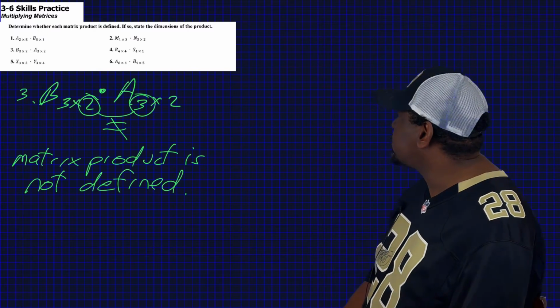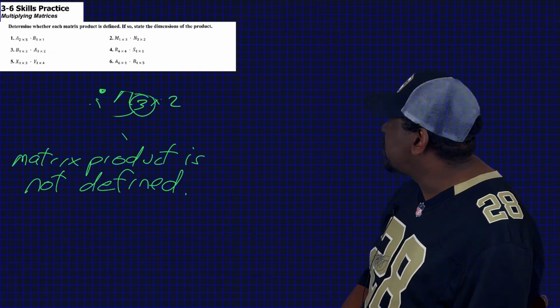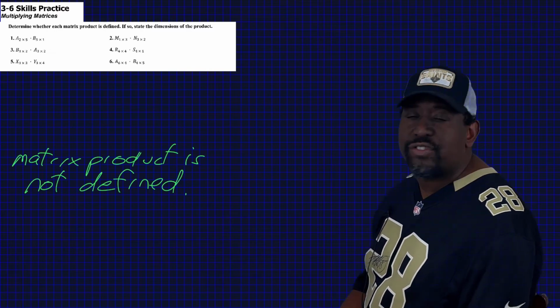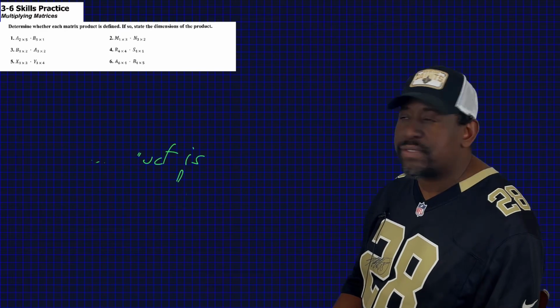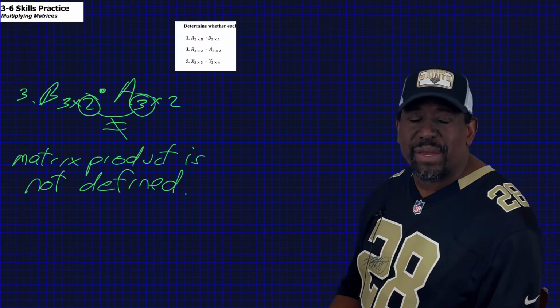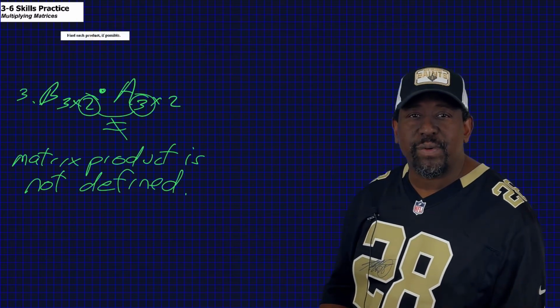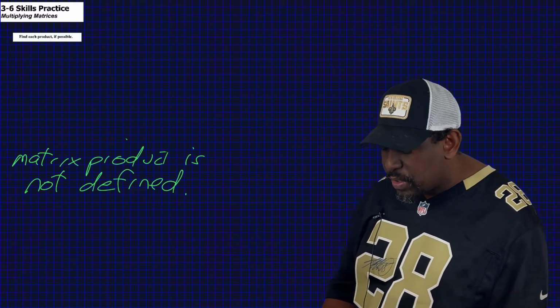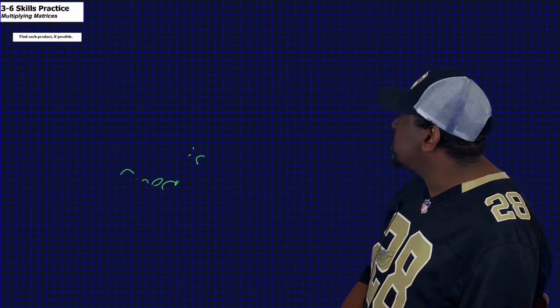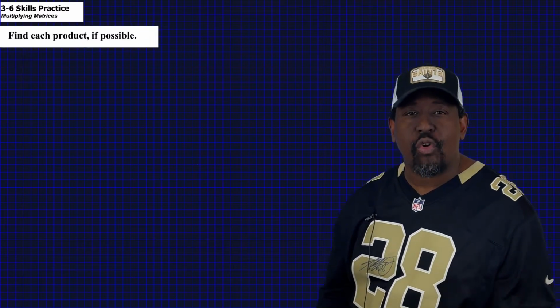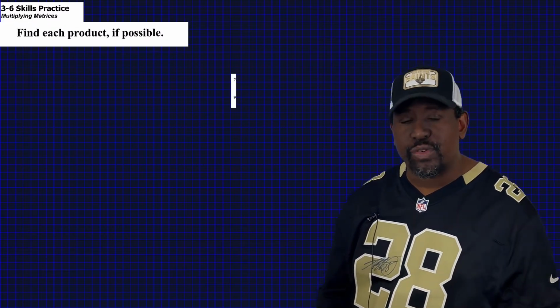So this is an example where the dimensions do not match, so you cannot get a product. It's good we did an example like that so you can see where matrices cannot be multiplied. Now we're going to actually find the products of two matrices instead of just looking at the dimensions and determining whether they can produce a product.